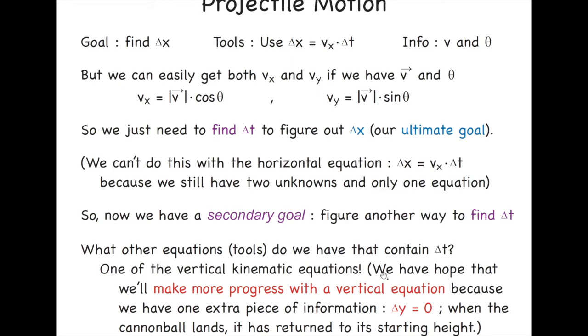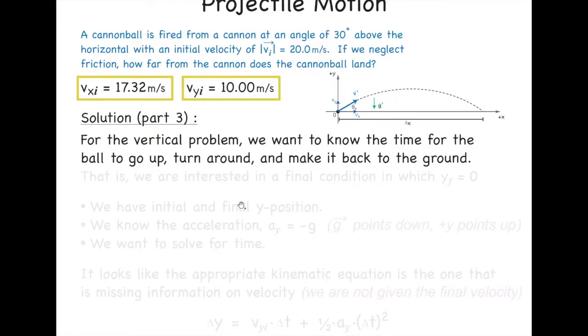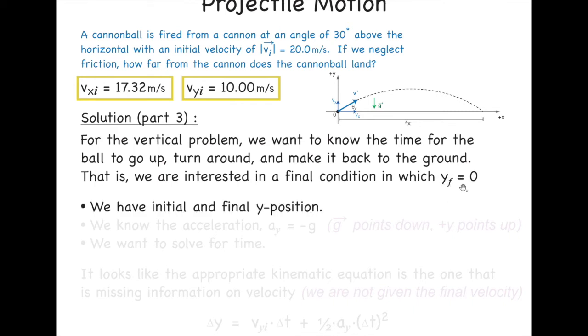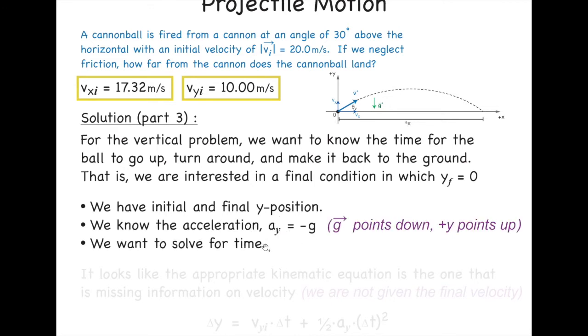So by the time the cannonball lands, it is returned to its starting height, and so we have this extra piece of information that might help us make progress. So for the vertical problem, we want to know the time that the ball goes up, turns around, and makes it back down to the ground. So that is to say we're interested in a final condition where final position for y is 0. That means we now know the initial and final positions of y. We know the acceleration, that's just the Earth's gravity, and we want to solve for time.